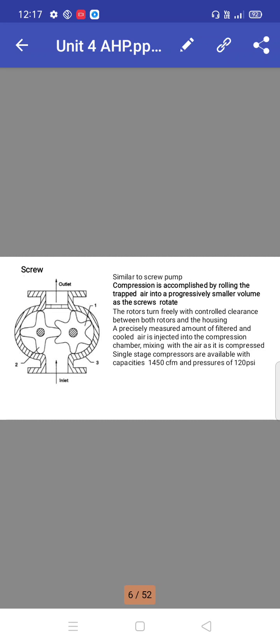Rotary screw compressor. Compression is accomplished by rolling the trapped air into progressively smaller volume as the screw rotates. The rotors turn freely with controlled clearance between both rotors and the housing. A precisely measured amount of filtered and cooled oil is injected into the compression chamber, mixing with the air as it is compressed. Single stage compressors are available with capacities up to 1450 CFM and pressures of 120 psi.